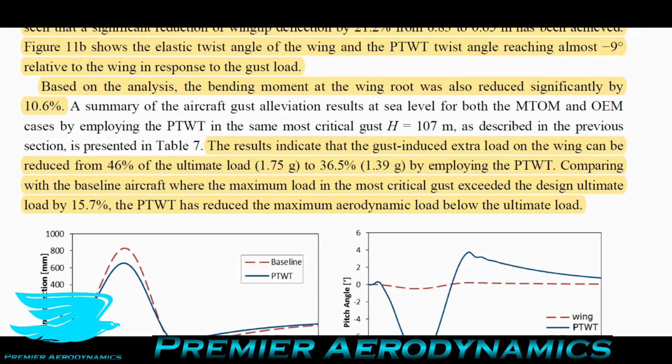Comparing with the baseline aircraft where the maximum load in the most critical gust exceeds the design ultimate load by 15.7%. So what I mean is when you're just looking at the wing itself with no aircraft, without any wingtip either, the gust load exceeds the ultimate loading by 15.7%. So in other words, it's going to fail. Whereas when you have the wingtips on here, it reduces the maximum aerodynamic load below the ultimate load. So now it's not going to fail.